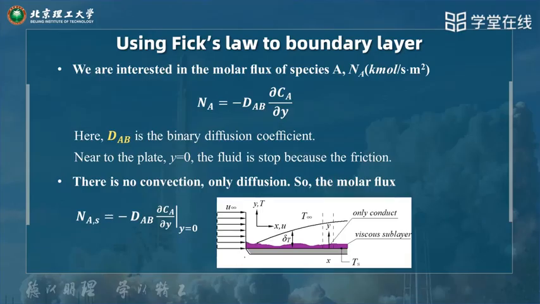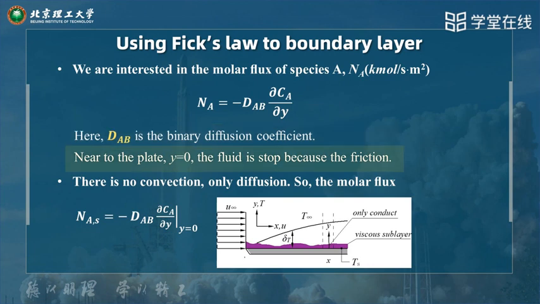Using Fick's law in the boundary layer, very similar to convection heat transfer, we are interested in the molar flux of species A, NA. We obtained NA equals minus DAB partial CA partial y. Here, DAB is the binary diffusion coefficient. This equation we have learned in diffusion mass transfer.